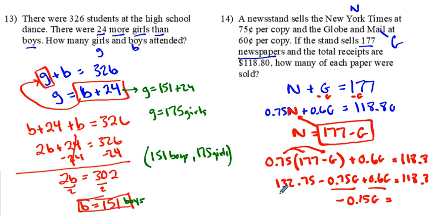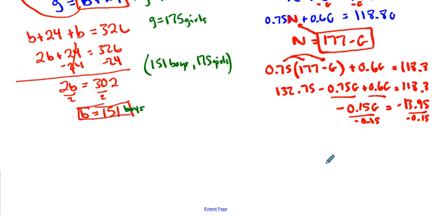Then I'm going to subtract this 132.75 to the other side. So I'm going to do 118.8 minus 132.75, and I get negative 13.95. And I will divide by negative 0.15. And I get that I sold 93 Globe and Mails.